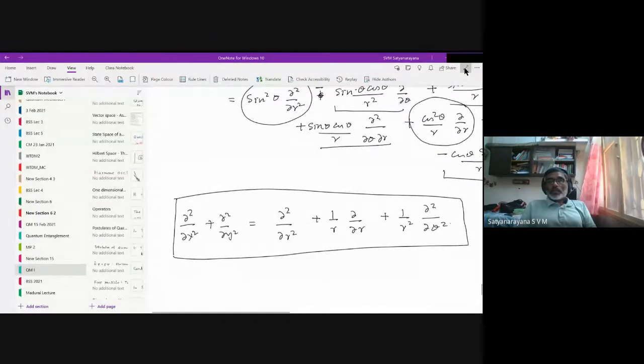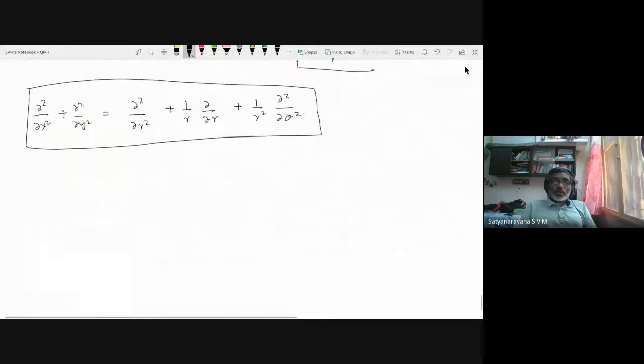Okay, so now I want to give you an exercise. So this is something which is easy to do. So we want to get del square for 3D. Now del square in 3D is something like this: del square by del x square plus del square by del y square plus del square by del z square. So this is what it is.